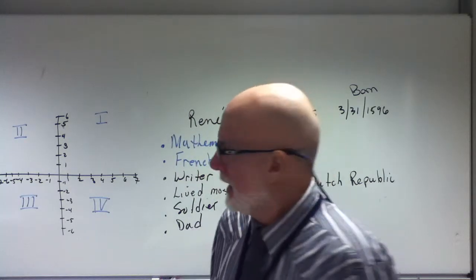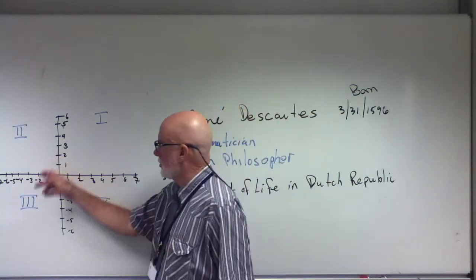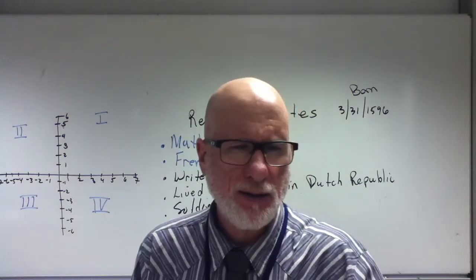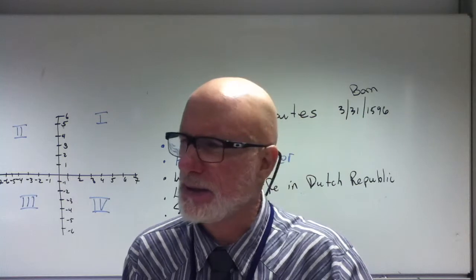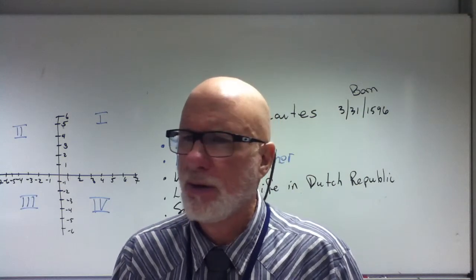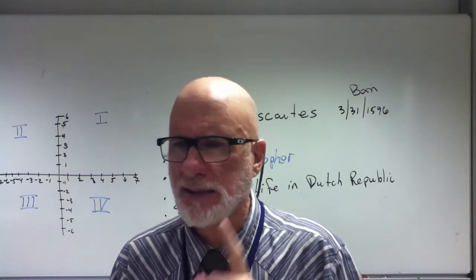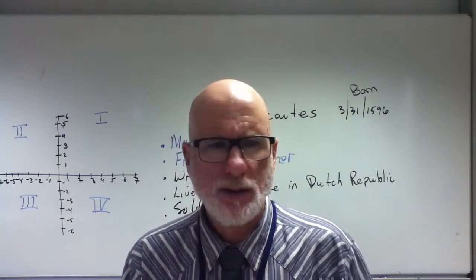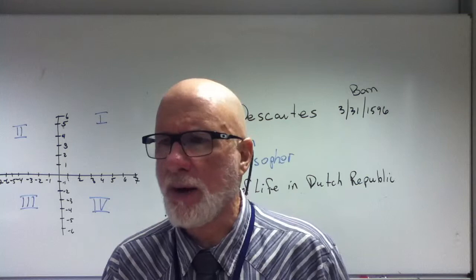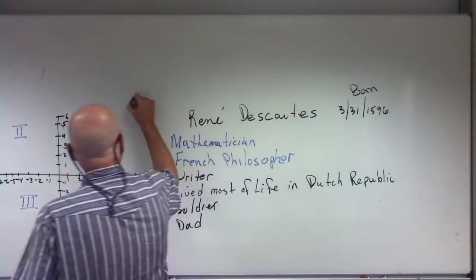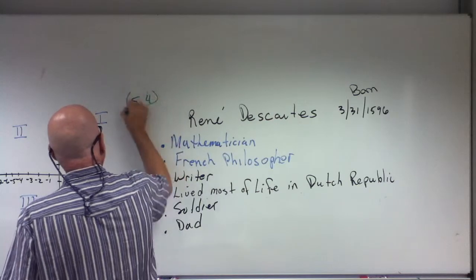All right? Where am I going to graph? What coordinate did I say? 5 and 4. I said two numbers. 5 and 4. Yeah. All right, where would I graph 5 and 4? All right, so this is 5 and 4.